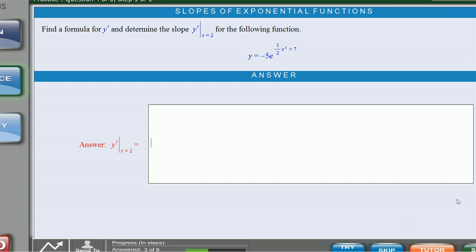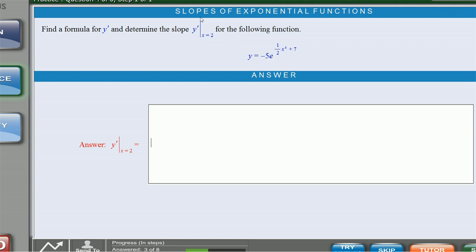Okay, we've got a bit uglier function here. y equals negative 5 e to the 1/2 x to the 4th plus 7. And they want us to go a little bit further than just getting the derivative. Yeah, we need to get the derivative. That's what y prime is. I don't really like that notation. I prefer dy dx, but this is the notation they chose to use here. And determine the slope, y prime when x is 2.